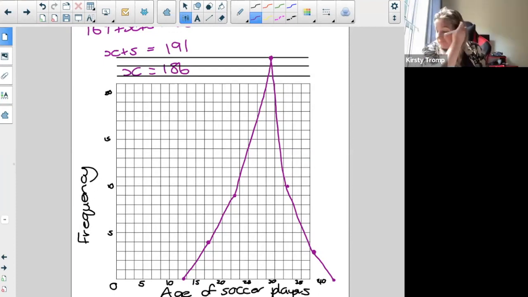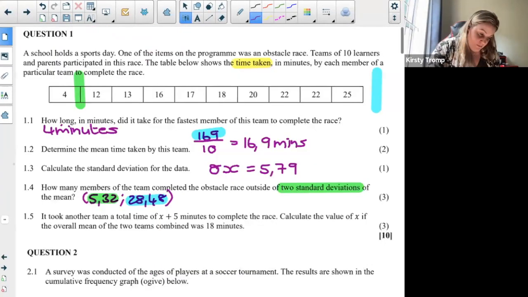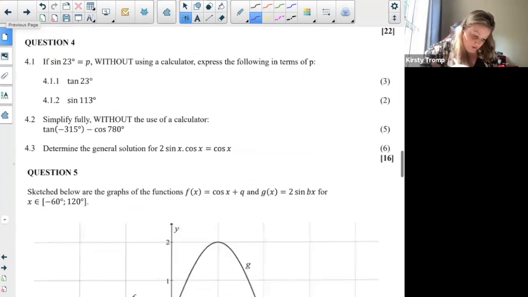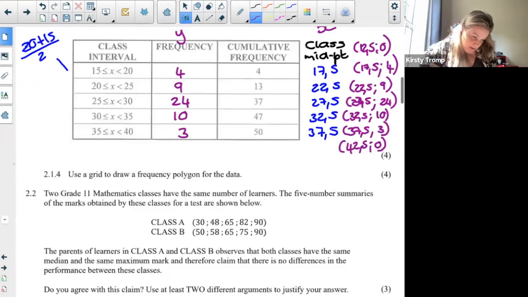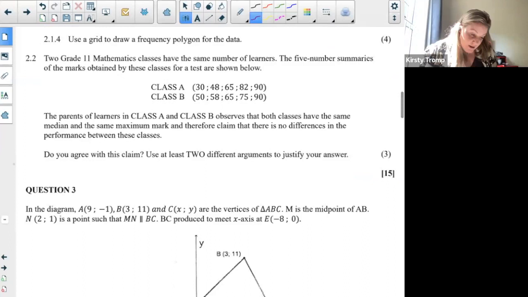Okay. 2.2. Let's have a look at 2.2. So 2.2 says to us now, 2 grade 11 maths classes have the same number of learners. The 5 number summaries of the marks obtained by these classes for a test are shown below. What's the 5 number summary? Minimum, maximum, Q1, Q2, Q3. So there's the 5 number summary.